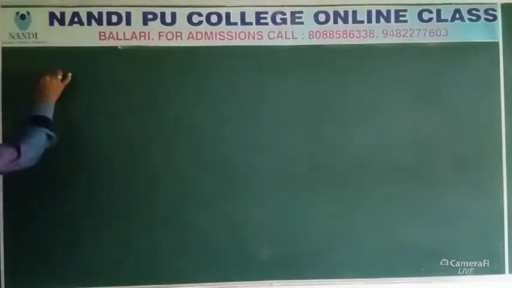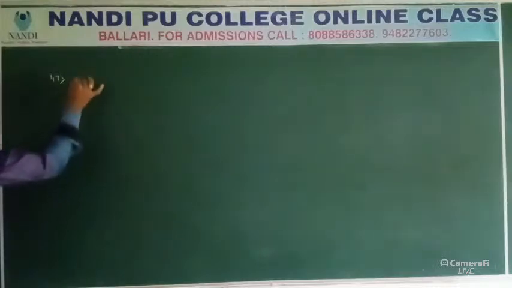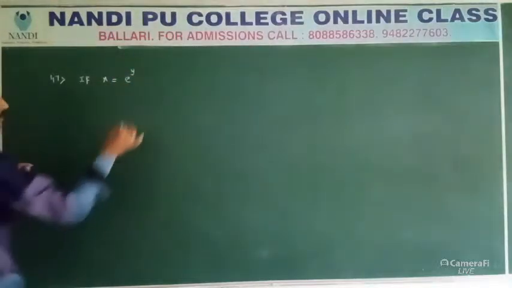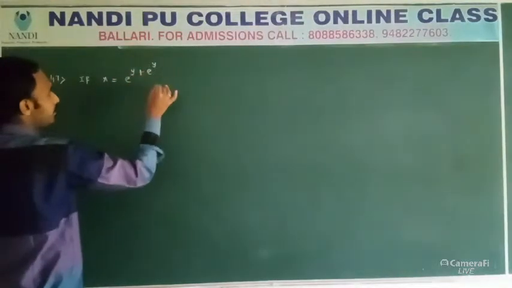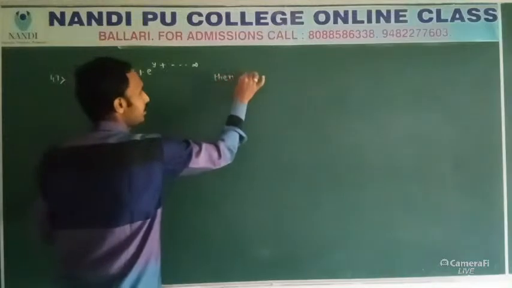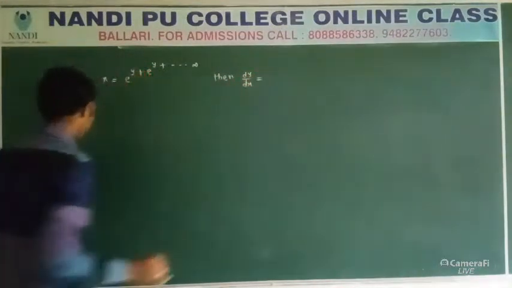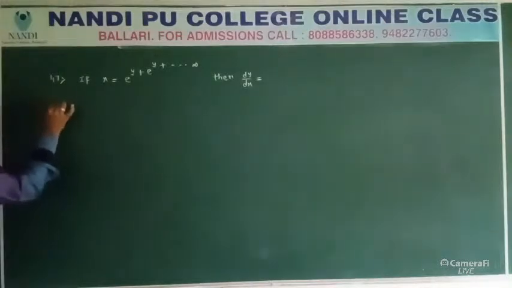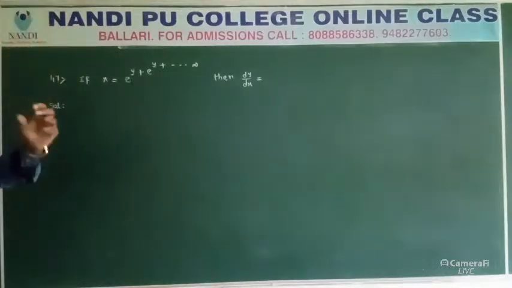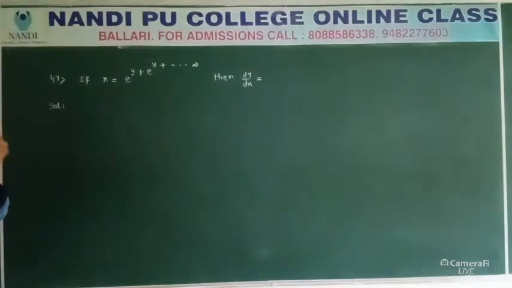Okay, problem number 47. If x is equal to e power y plus e power y plus and so on infinity, then dy by dx is equal to... Solution. Right, different models we are covering. If x is equal to e power y plus e power y plus e power y and so on infinity, how many e power y's may be, then dy by dx equal to, what is the differentiation of this function?